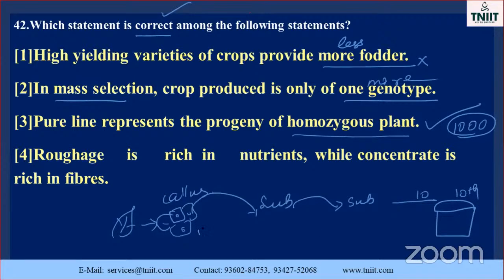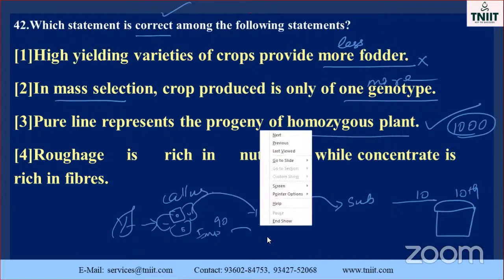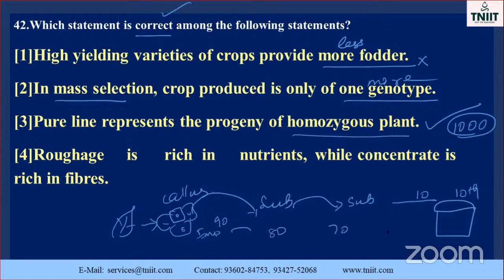So here the impurities are 100%, 90%. It means what happened here? 80%, see, 80%, 70%, like that. Finally, it will get 0%. So this is the highly pure line. So it is possible. This is the correct answer.